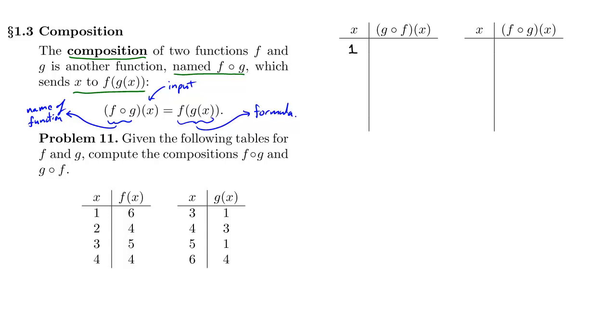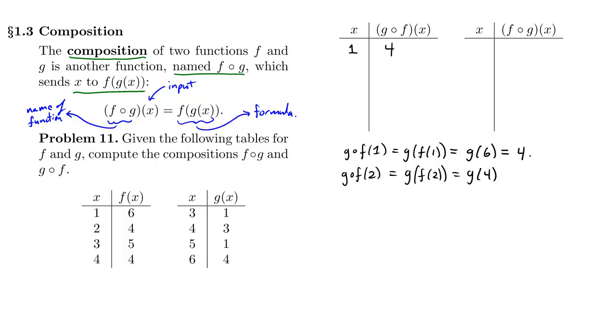Starting with input x equals 1, g composed with f of 1 is g of f of 1, which is g of 6, using our table for f. Using our table for g now, we see that g of 6 is 4. Therefore, g composed with f at 1 is 4. Our next input is x equals 2. G composed with f of 2 is g of 4, since f of 2 is 4. G of 4 is 3, so g composed with f of 2 is 3.